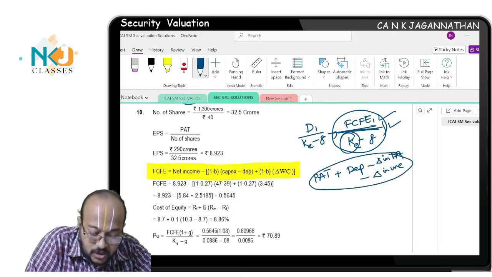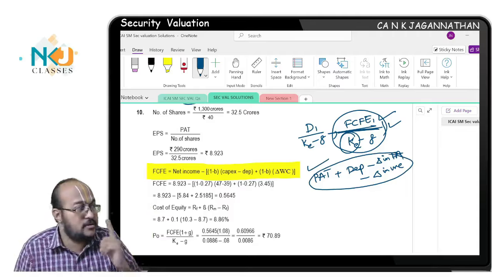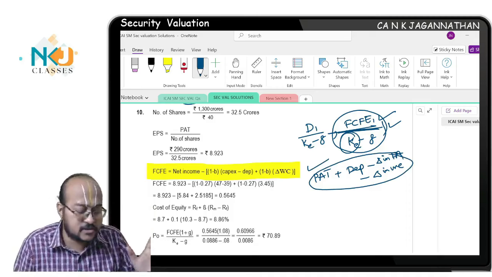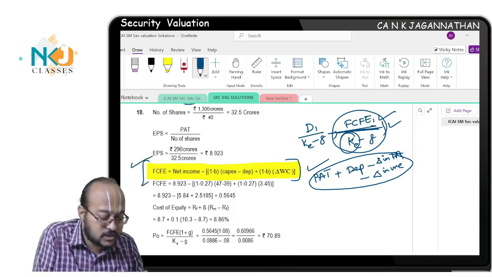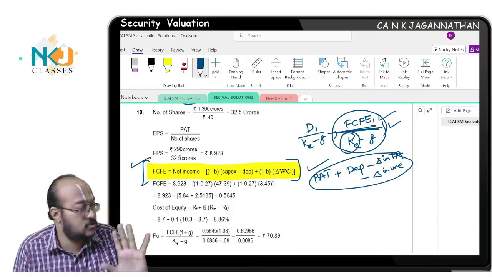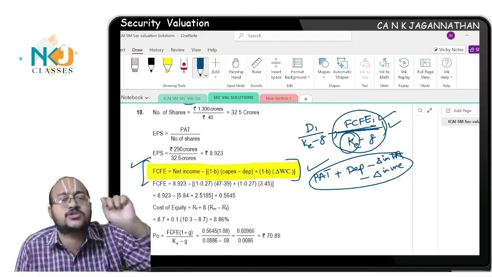You used to do this on a total basis when you compute FCFE from PAT, correct? But the institute has used one shortcut formula. If you do it using this formula, it will not give the same solution. I'll tell you the reason. We don't want to get deep into the concept. Understand that this is a shortcut formula.